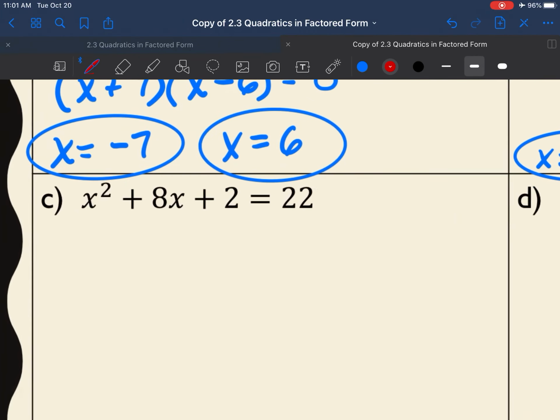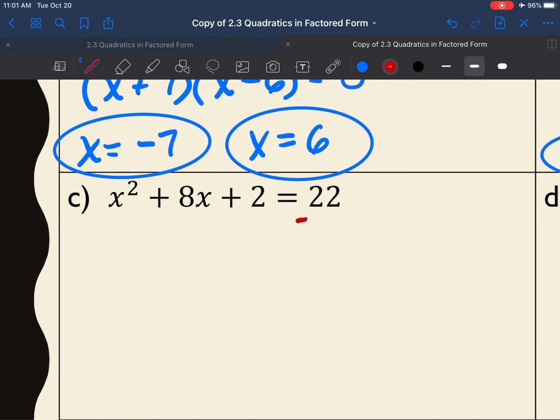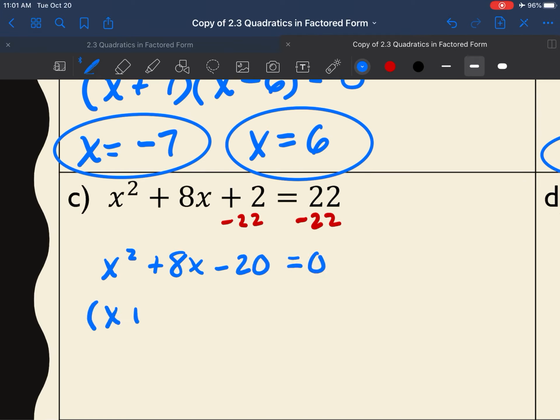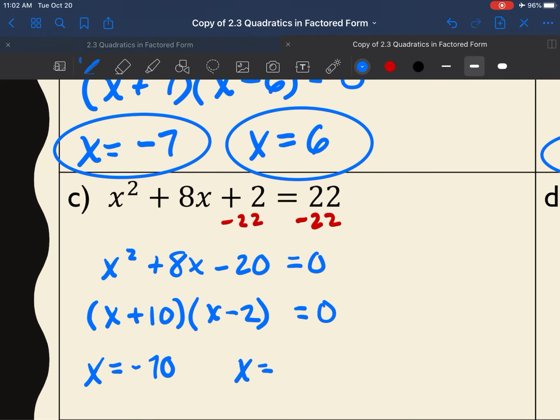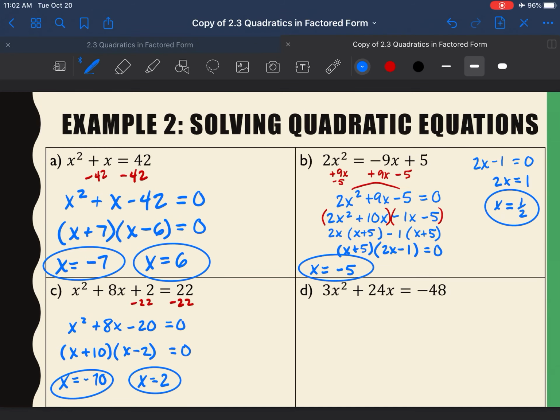Like on number C, you would have to minus 22 on both sides, minus 22. So then you end up getting x squared plus 8x minus 20 equals 0. Then this will factor into x plus 10 times x minus 2. So x is equal to negative 10 and x equals positive 2. So once you get it equal to 0, then the process becomes a lot quicker there.